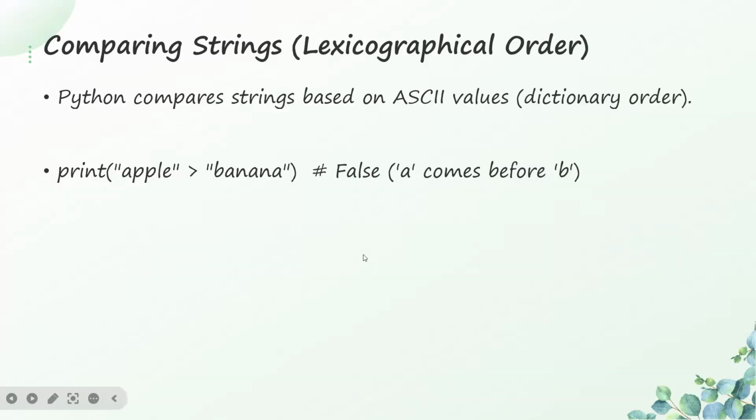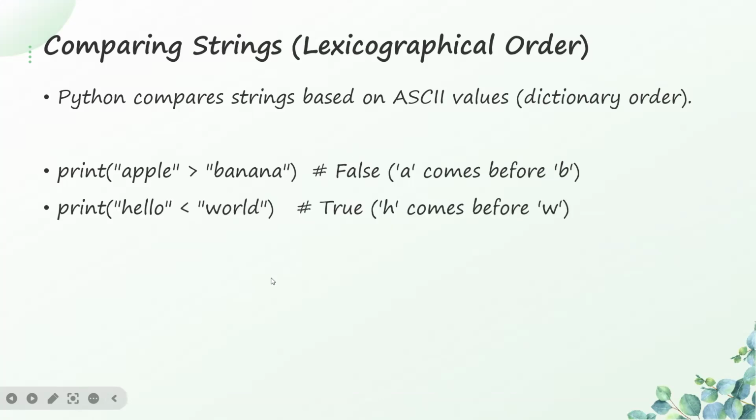So this is what we mean by lexicographical order. All right, it is checking their ASCII values. Okay, so that is what we mean. So I think I've explained this very well. So H and W, "hello" less than "world". They check the first letters, the ASCII value of H and the ASCII value of W. Yes, H comes before W. That means the ASCII value of H will be less than the ASCII value of W. That is why we have it as true.